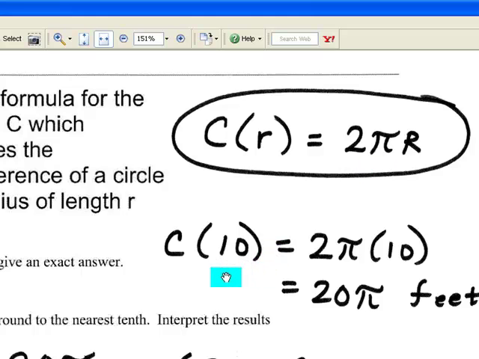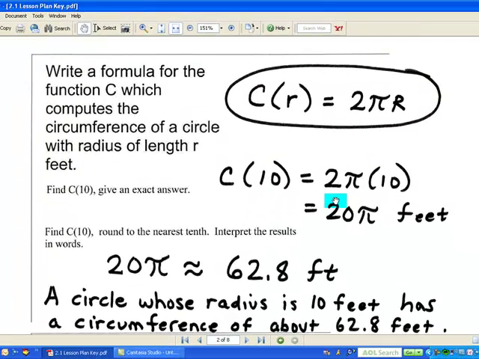First question. Find C of 10 and give an exact answer. Well, when I plug 10 in for r, 2 pi times 10 becomes 20 pi. And since we're measuring circumference, that's measured in this case in feet. So the answer would be 20 pi feet. Now, notice when it said give an exact answer, it means exact. It does not want you to punch it into your calculator. Pi is approximately equal to 3.14. It's not exactly 3.14. Therefore, when I ask for an exact answer, it's appropriate to leave pi in that answer.